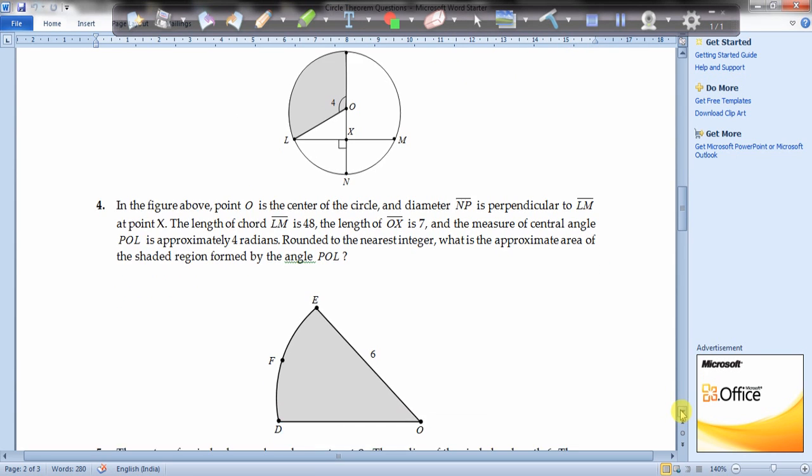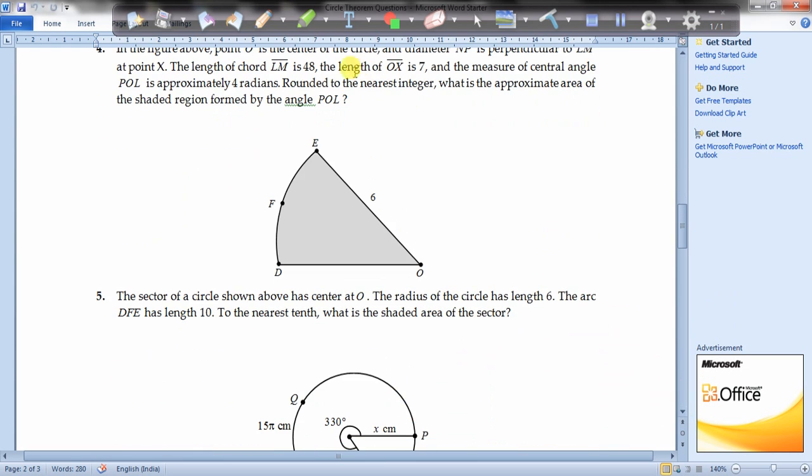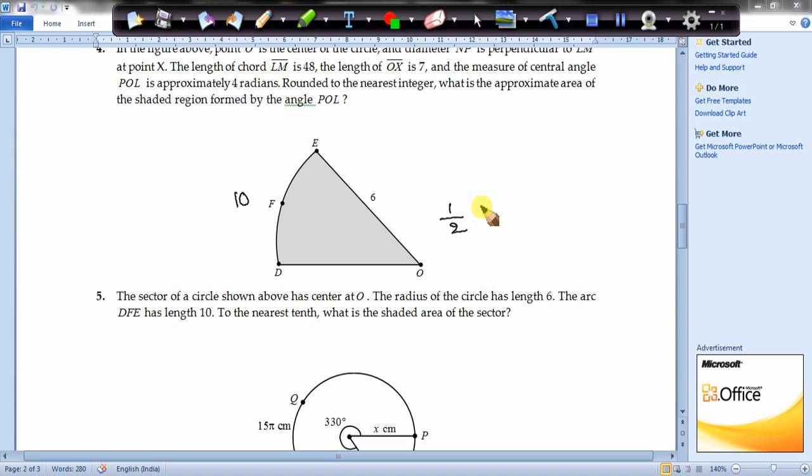Next, the fifth question is, the sector of the circle shown above has a center at O. The radius of the circle is 6. The arc DFE has a length of 10. To the nearest 10th, what is the area of the shaded sector? So this is also half into 6 square into theta.